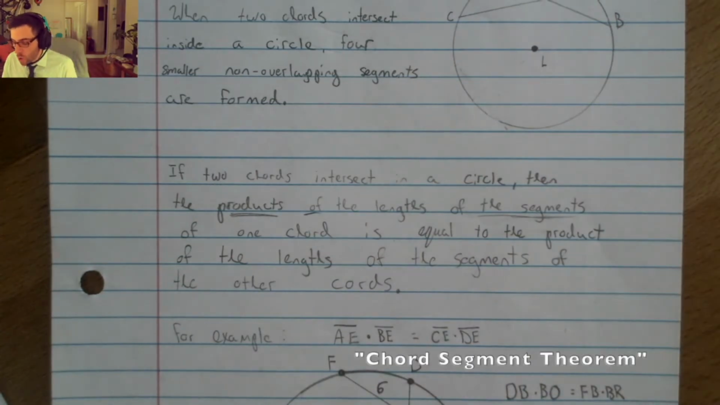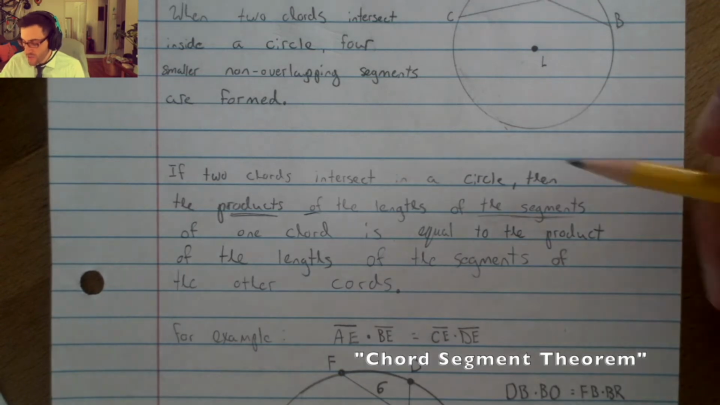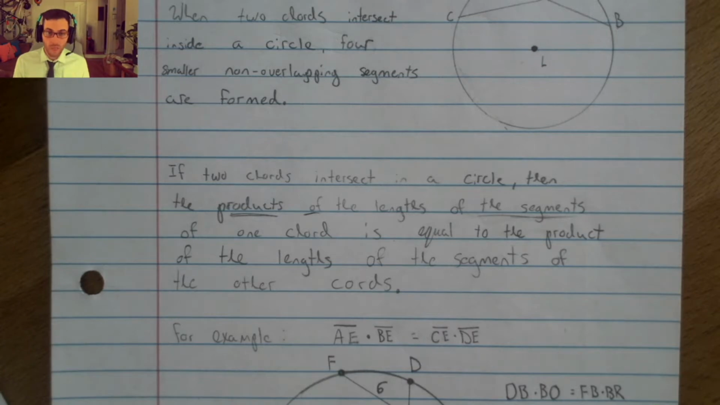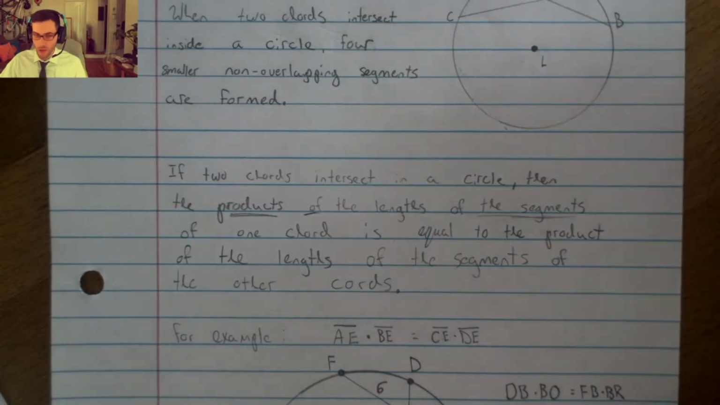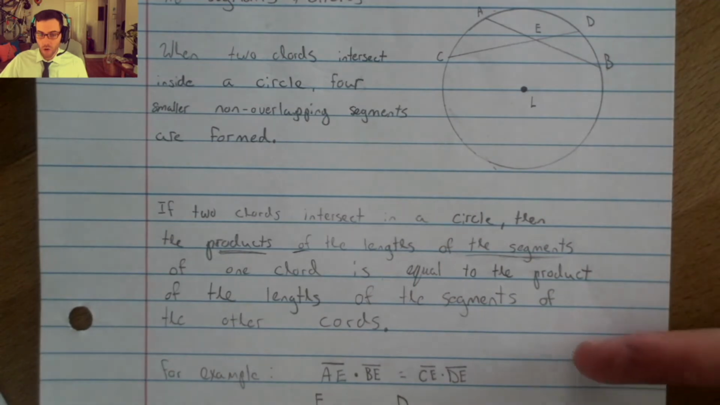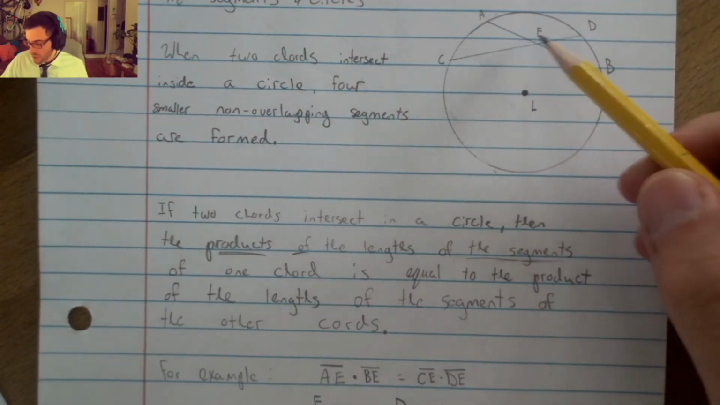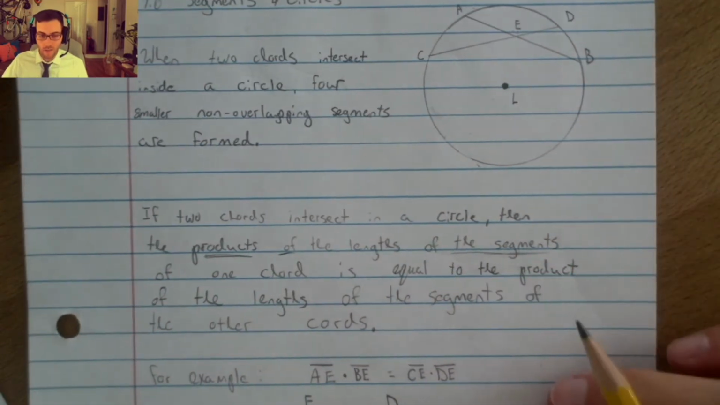In our chord segment theorem for today, we're going to state that if two chords intersect inside of a circle, then the product, meaning multiplying the lengths of the pieces against one another, is equal to the product of the other chord. In terms of an equation, based on our circle here, segment AE times segment EB is equivalent to segment CE times segment ED. Nice little statement here.